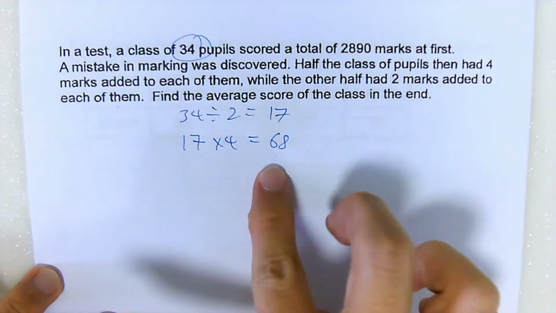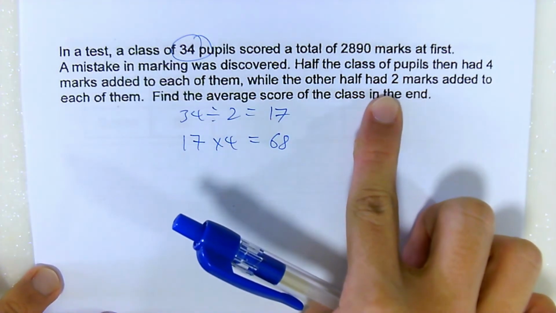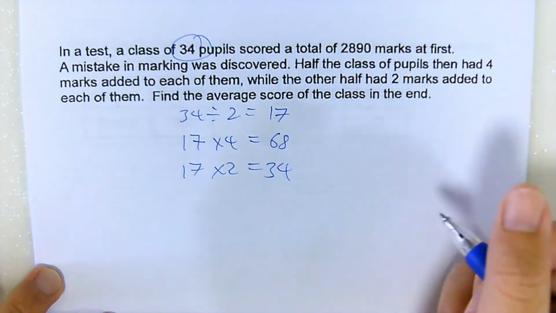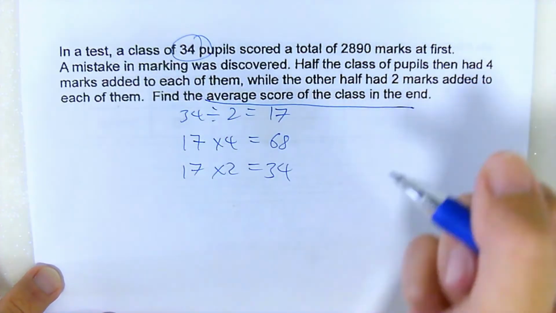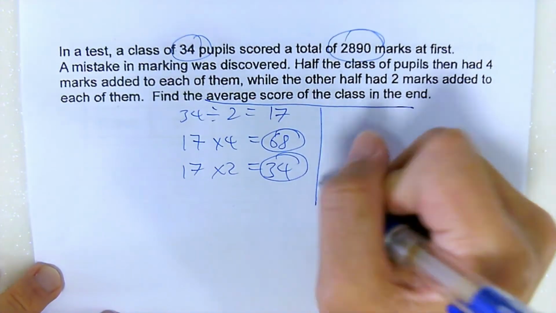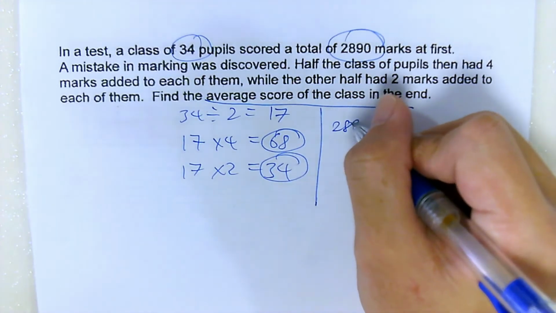Okay? Now, let's talk about the other half. The other half, which is also 17, had 2 marks added to them. So 17 times 2, that will be 34. And then they say find the average score of the class in the end. Average score, right, you take the total plus the additional marks that was actually included. So let's figure it out.